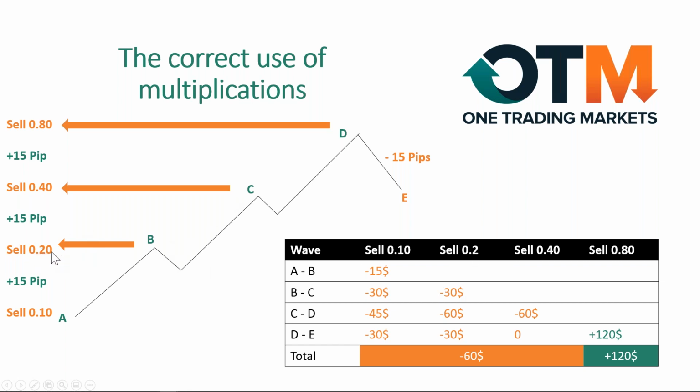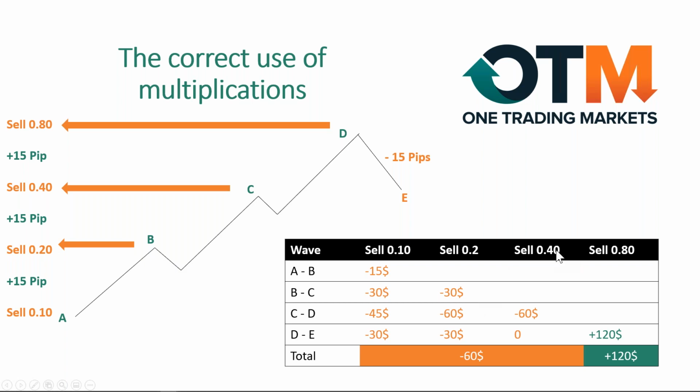By 0.2, it will be also another $30. Sorry. From C to D, I'm also losing more, but I put another position. So now I'm having a loss of $45 in the first position, which is 0.1, because now I'm losing 45 pips. And with the other one, which is 0.2, I'm losing now 30 pips, so $60.